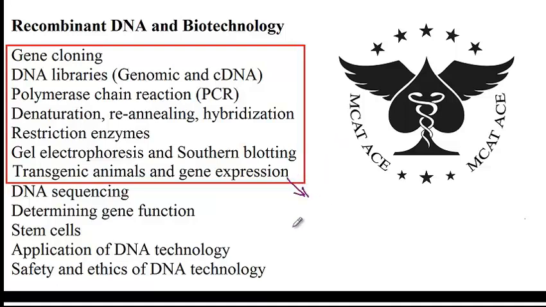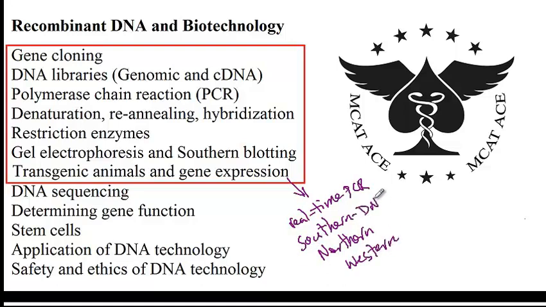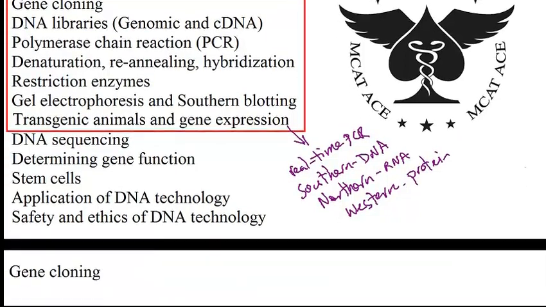Like for instance, we can use real-time PCR, we can use Southern blotting, we can use Northern for RNA, or we can use Western for protein, and Southern is for DNA. So let's start with the lecture.